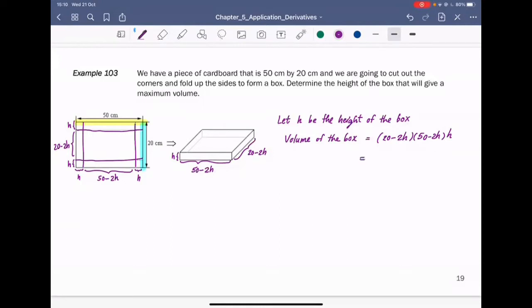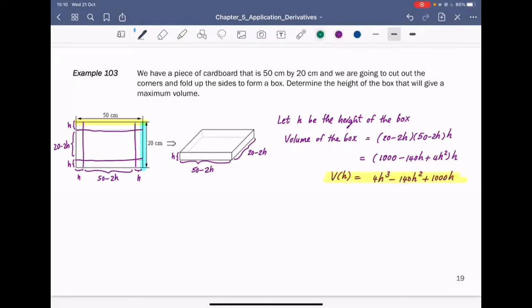Then you can multiply them together. I need to do the multiplication, so I have no choice. This is going to be 1000 minus 140h plus 4h squared, and then times h. So at the end, I'm going to get 4h cubed minus 140h squared plus 1000h. This is going to be my function for the volume of the box. You can see that this is good because we have a function in terms of a single variable h.